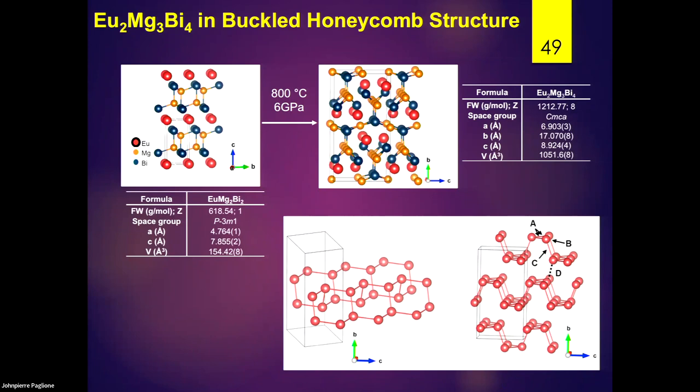Yes. So what happened is, this is what we made before pressure. It's a layered compound, and the europium atoms are just being the layer. It's planar. After we pressurize and heat up, and after we release the pressure, the europium bonding is much closer, and they become this bucklyball lattice. So they're getting much closer to each other.